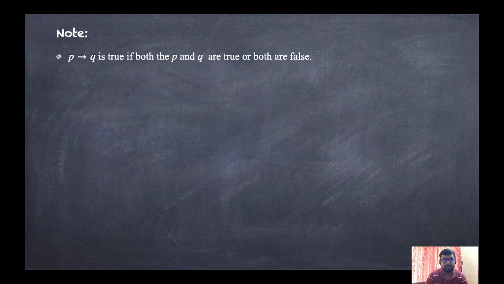Note, P implies Q is true if both P and Q are true or both are false. That means if both are true or both are false, then the whole statement P implies Q will be true. Let us consider what the truth table will be. Here, it is not a unary statement, so we will require two statements, P, Q, and P implies Q. Now again, we have two statements, so there will be four possibilities like this.